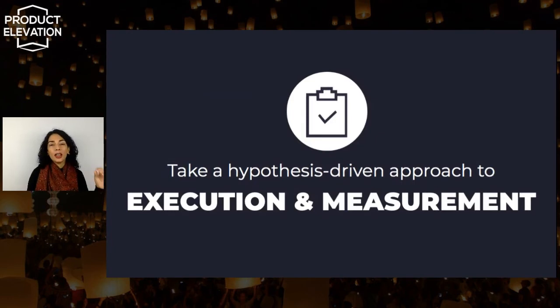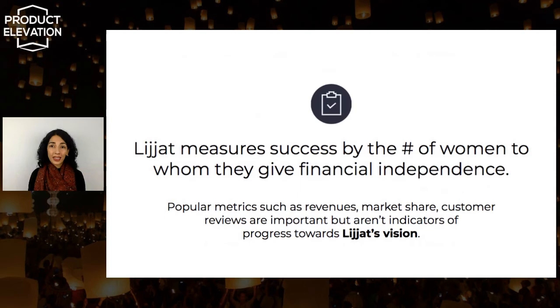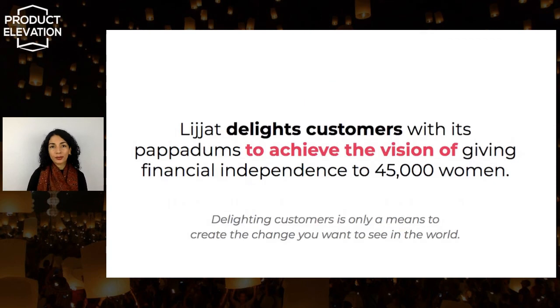And then finally, you can translate all of this into your execution and measurement. While popular metrics such as revenues, market share, and customer reviews are all important, because of course if you don't have revenues, you're not giving financial independence to women, the one metric by which Lijat measures success is the number of women to whom they give financial independence. That is the most important metric for them, and it's derived from their vision and strategy.